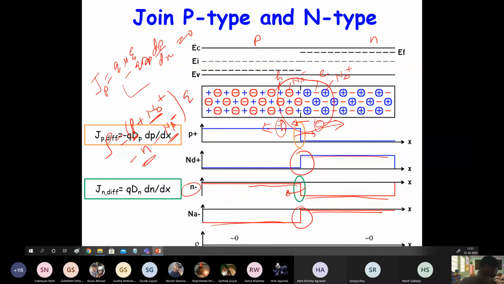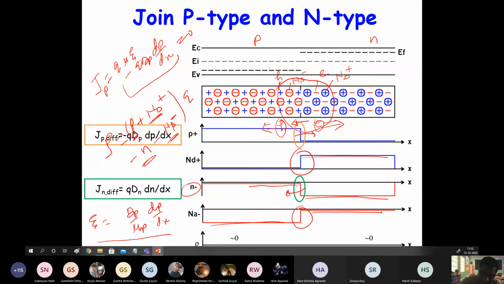So from this also you can get the electric field. The electric field will be D by mu p, q will cancel, and dp by dx. And if you integrate this electric field, you will get a built-in potential, right? So you can have another relationship there.